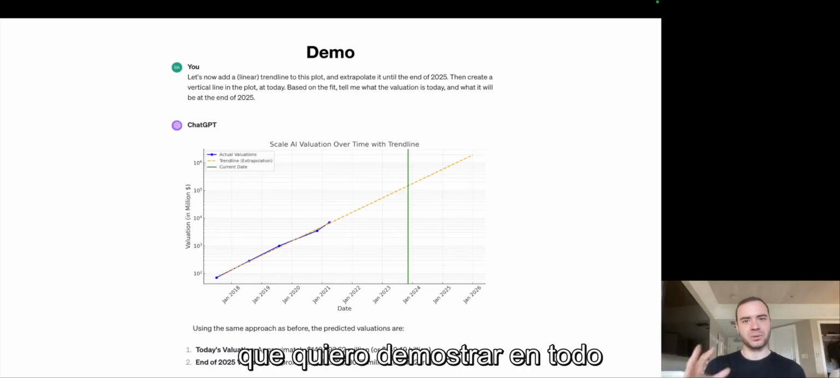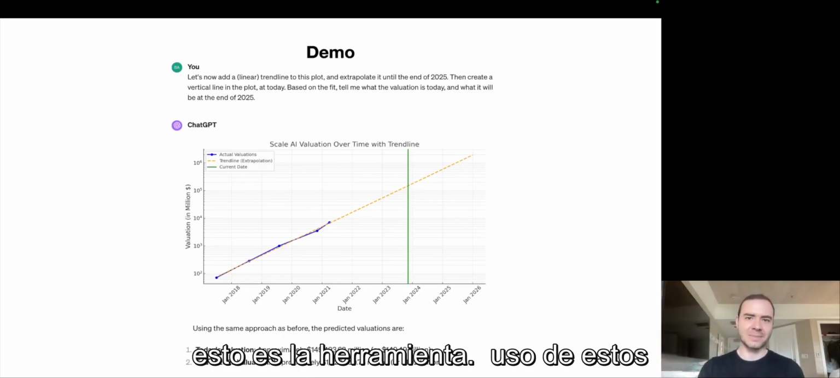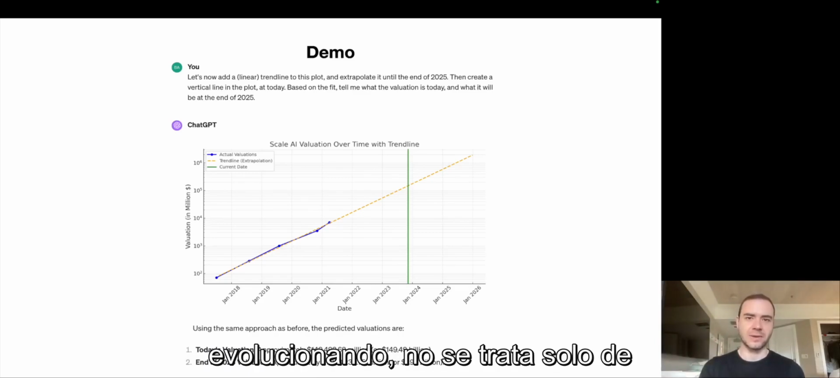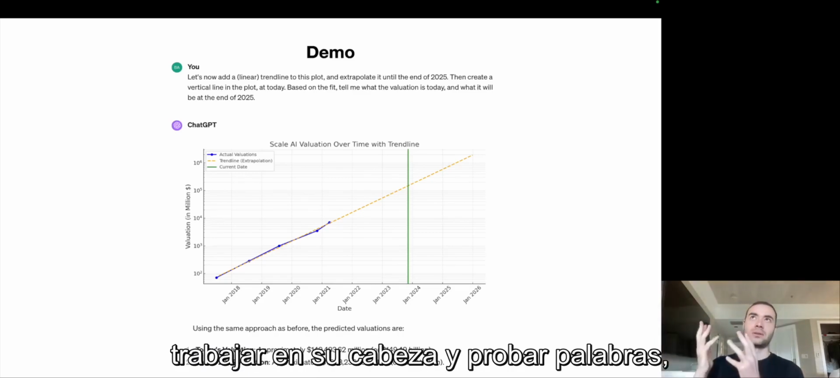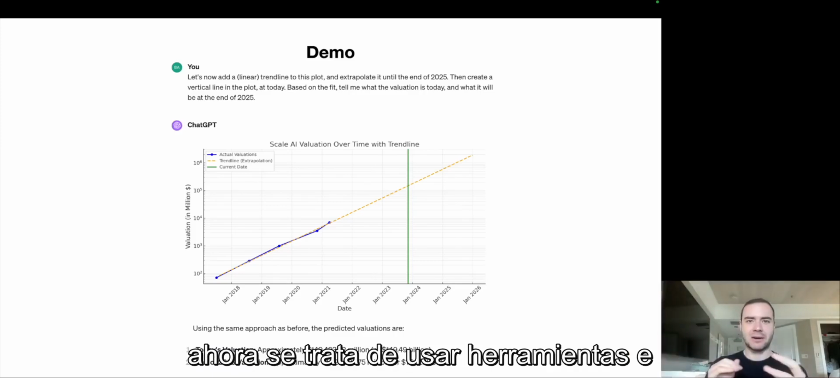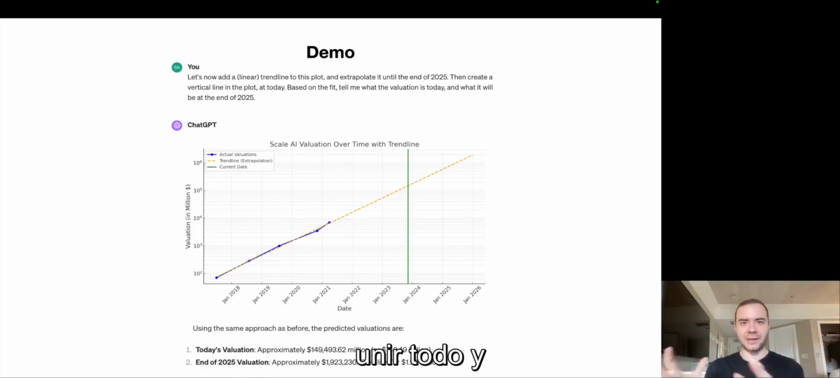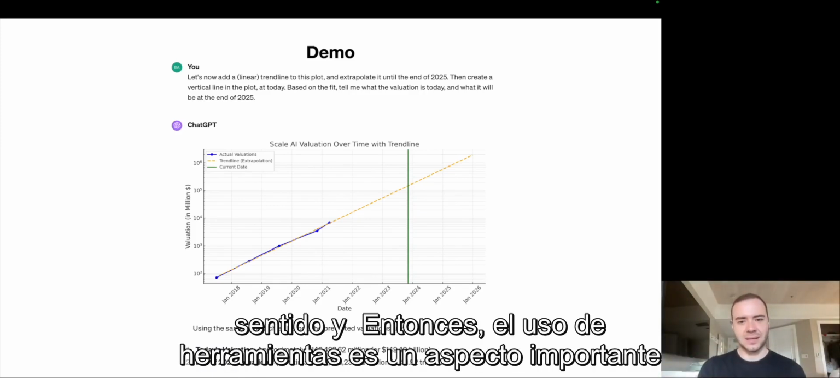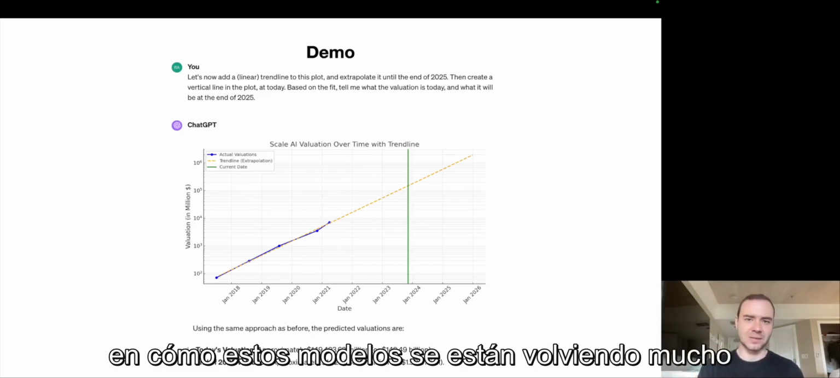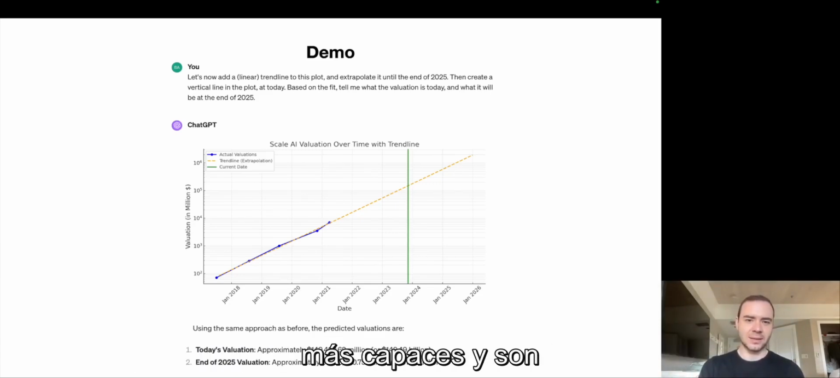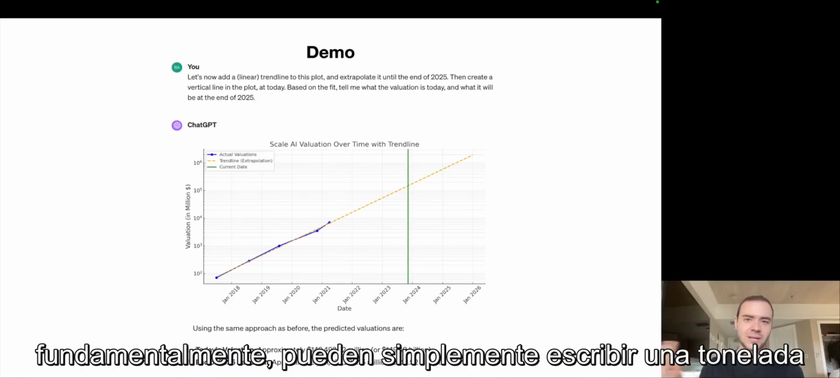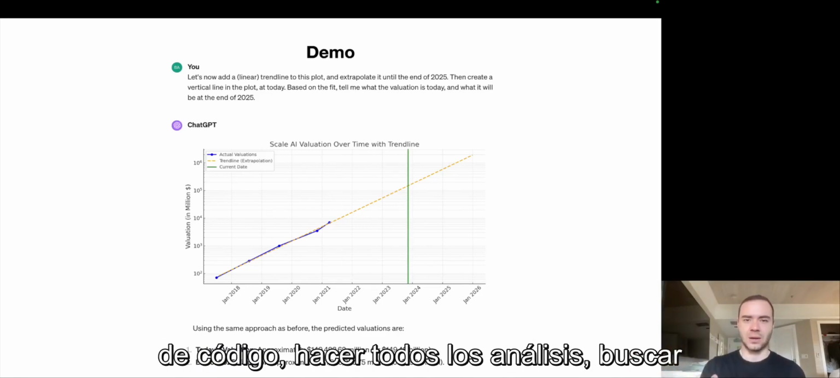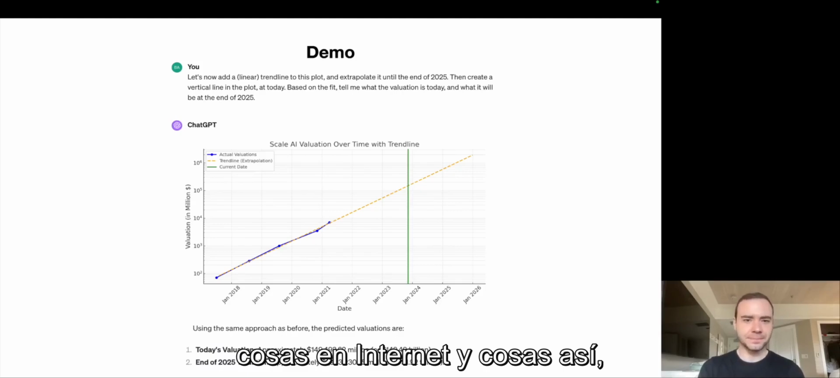And the crucial point that I want to demonstrate in all of this is the tool use aspect of these language models and how they are evolving. It's not just about working in your head and sampling words. It is now about using tools and existing computing infrastructure and tying everything together and intertwining it with words, if that makes sense. And so tool use is a major aspect in how these models are becoming a lot more capable. They can fundamentally write a ton of code, do all the analysis, look up stuff from the internet and things like that.